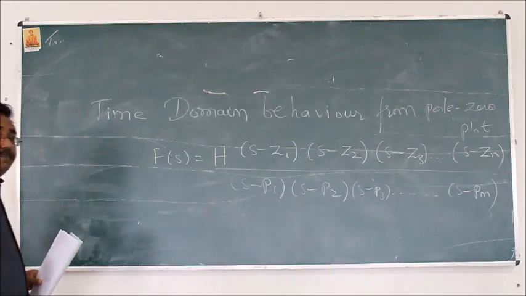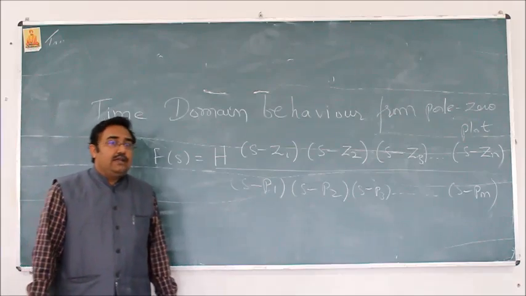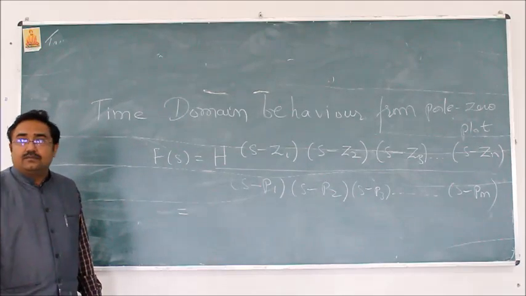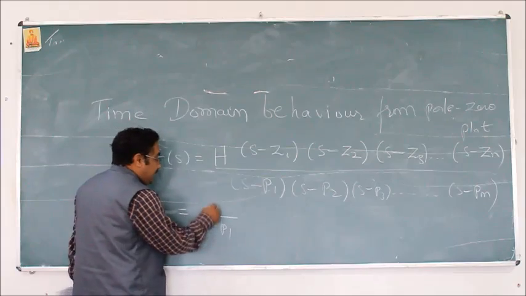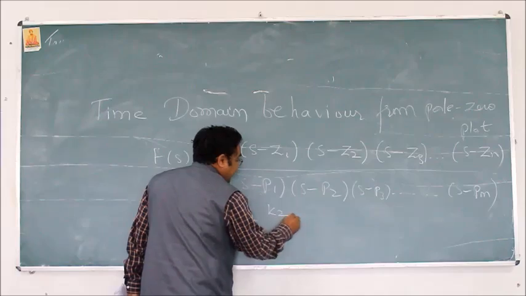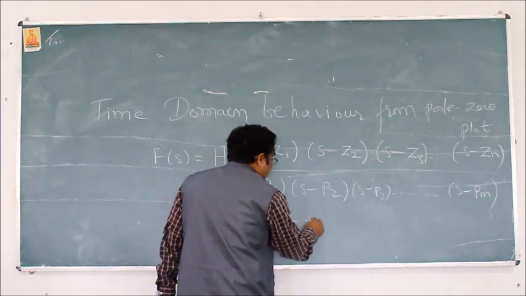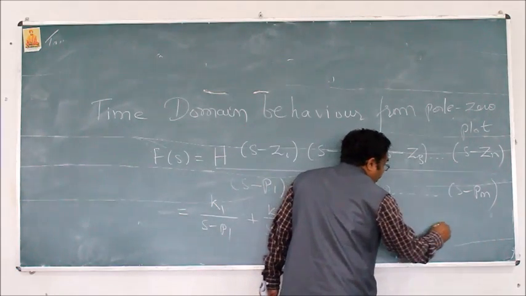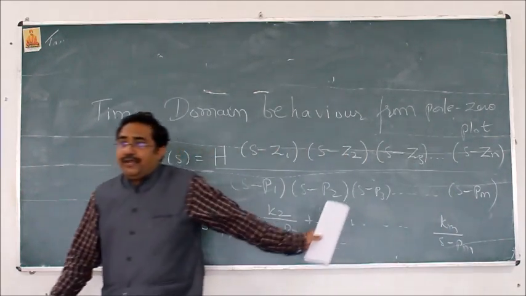Now, in order to find out the time domain behavior, what is the conventional method? Just partially fractionalize it. So what will you have when you partially fractionalize it? You have the first term with s minus p1 with some residue, let's say k1. Then you have another term with residue k2 associated with s minus p2. You have another term k3 associated with pole s equal to p3. Like this, it goes up to km upon s minus pm. Do you agree or not?